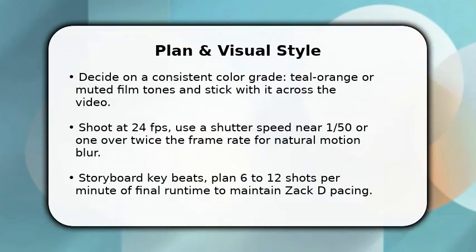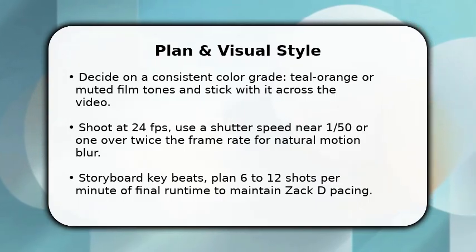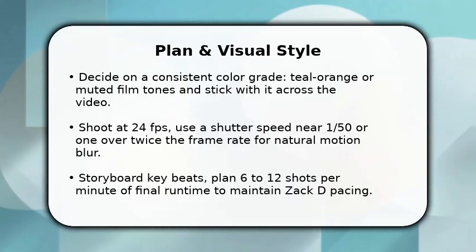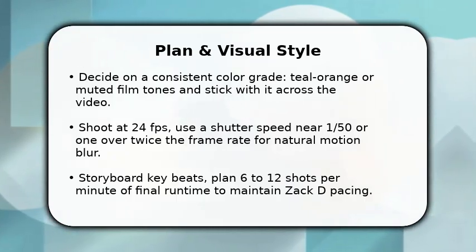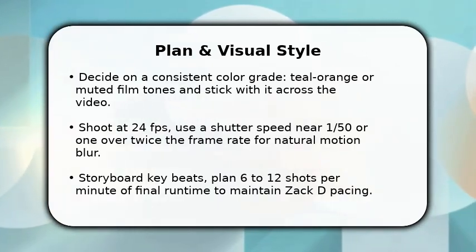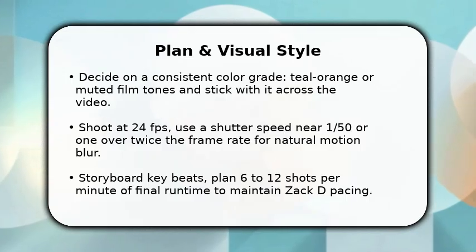Enjoy the video. Decide on a consistent color grade, teal orange or muted film tones, and stick with it across the video. Start by analyzing Zack D film's cuts and create a 5 to 8 page shot list that maps story beats to visual ideas. Storyboard key beats, plan 6 to 12 shots per minute of final runtime to maintain Zack D pacing.